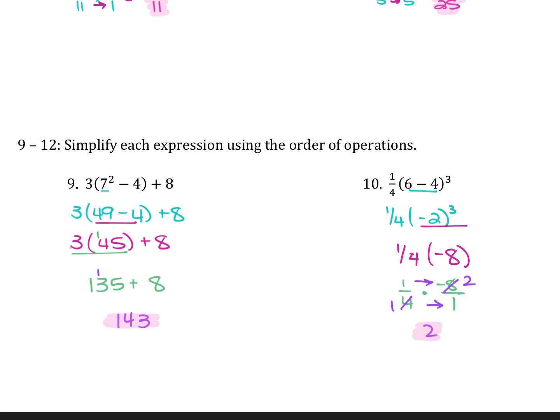So this 2 should be a positive, not a negative. So this would be a positive, this would be a positive, making this a positive. Still giving you the positive 2 for your answer.